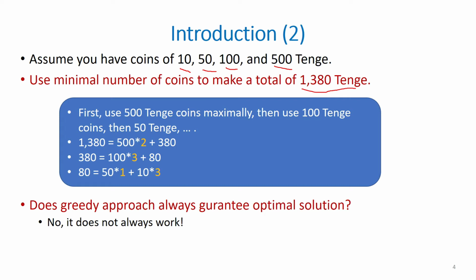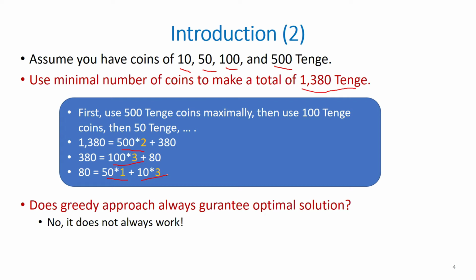So we can use a maximum of 2 500 tenge coins to give us 1,000 tenge. Next, we use 3 100 tenge coins to give us 1,300 tenge in total. Then we use one 50 tenge coin and three 10 tenge coins to give us a total of 1,380 tenge. The strategy we used here is what we call greedy, because we choose the maximum values that are feasible at each step.